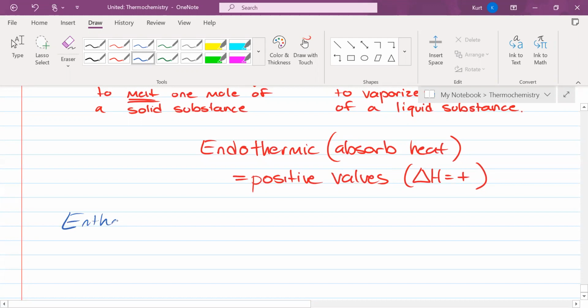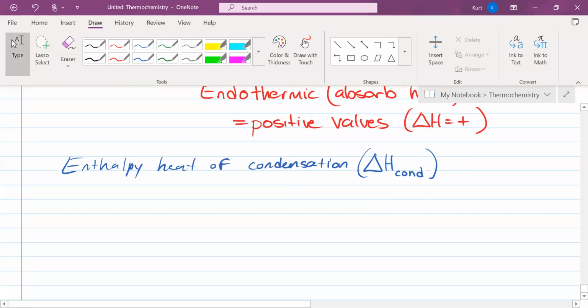Enthalpy, heat of condensation is going to be delta H subscript COND, close parenthesis. And then the other one is going to be enthalpy heat of solidification.